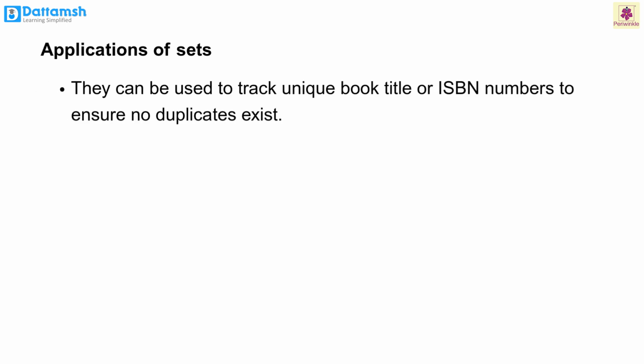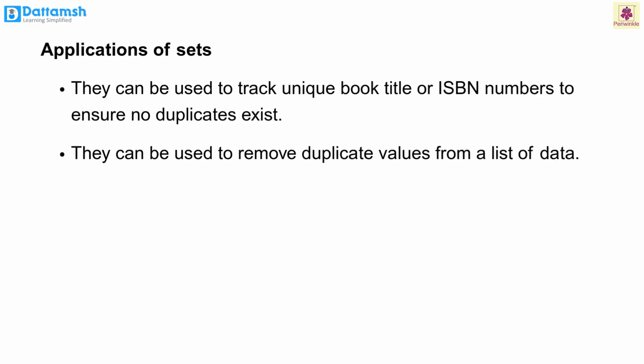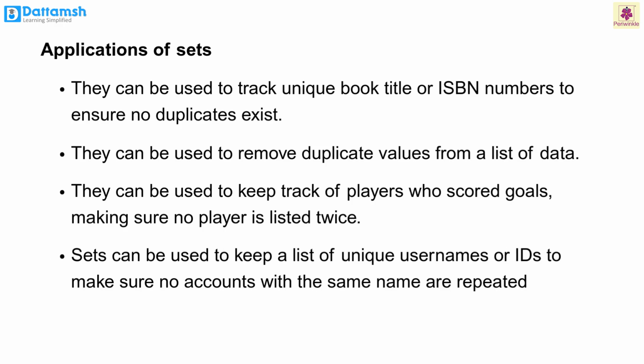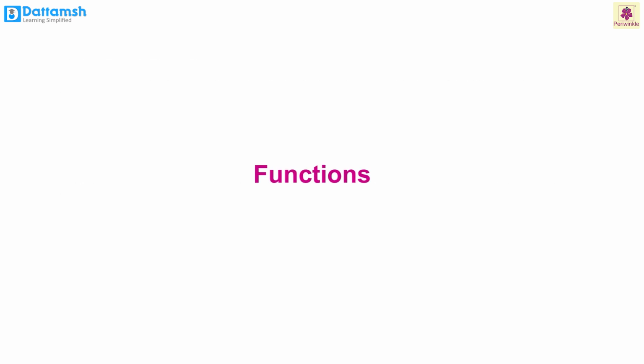Applications of sets. They can be used to track unique book titles or ISBN numbers to ensure no duplicates exist. They can be used to remove duplicate values from a list of data. They can be used to keep a track of players who scored goals, making sure no player is listed twice. Sets can be used to keep a list of unique usernames or IDs to make sure no accounts with the same names are repeated. Let us understand functions in Python.